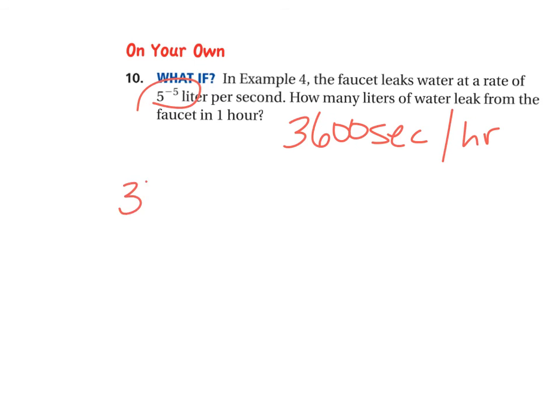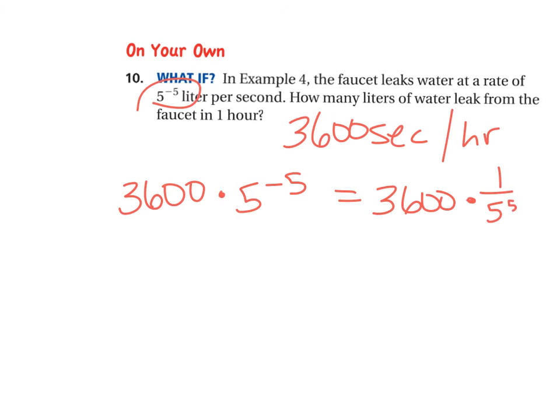So we're going to say 3,600 times 5 to the negative 5. Well, you've got to simplify that, 5 to the negative 5, so I'm going to rewrite 3,600 times, the negative makes me put it on the bottom, so 1 over 5 to the 5. Then I get 3,600 times 1 over, well, 5 to the power of 5 is 3125.